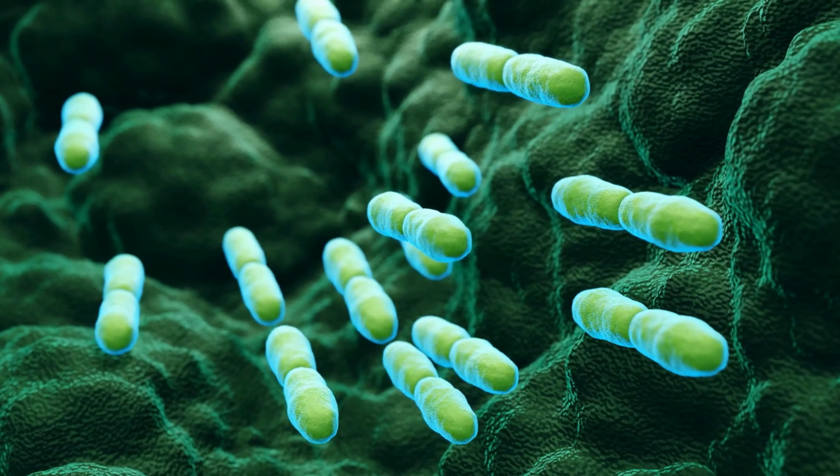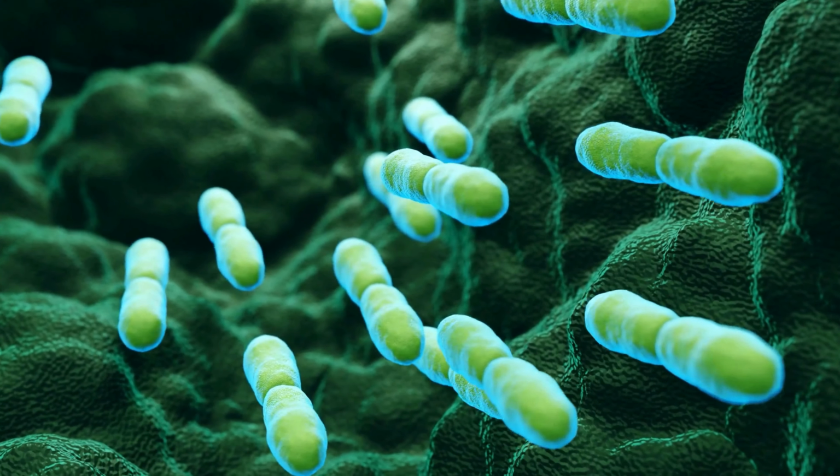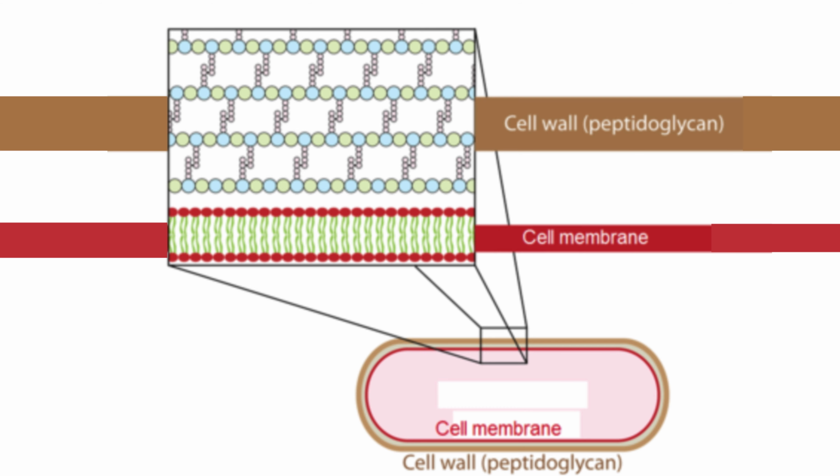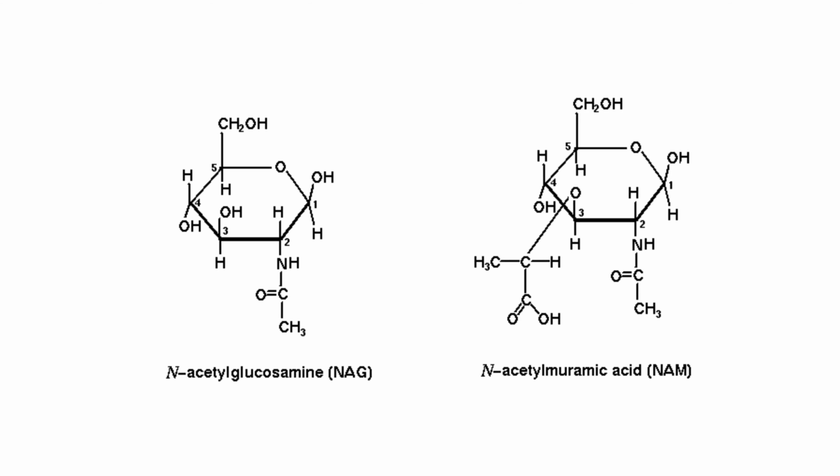Have you ever wondered what gives bacterial cells structural integrity? Well, it's all about the cell walls, particularly the peptidoglycan layer. The peptidoglycan layer is a mesh-like structure composed primarily of two sugar molecules, N-acetylglucosamine, NAG, and N-acetylmuramic acid, NAM. These sugars are linked together through amino acid chains.